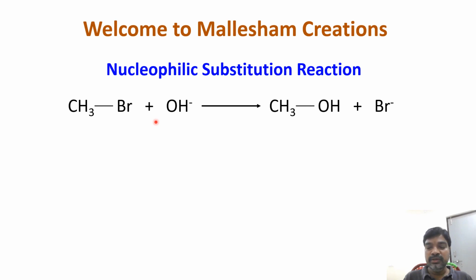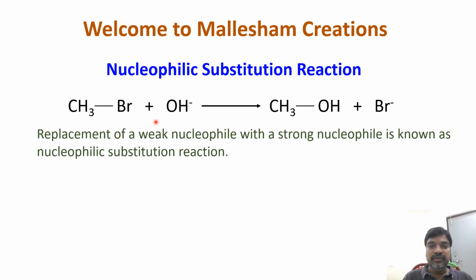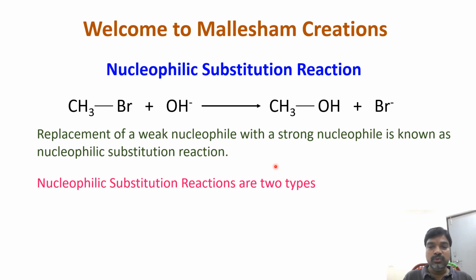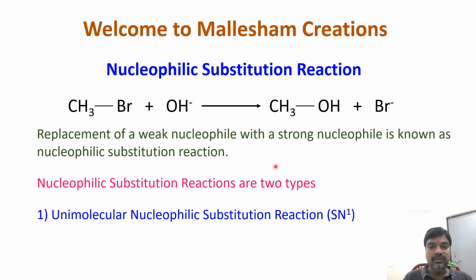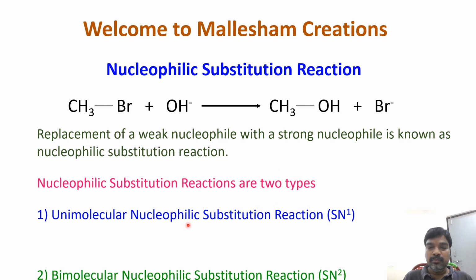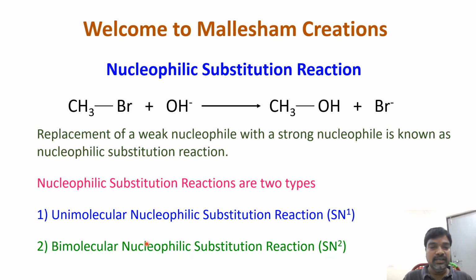So finally, how to define it: the replacement of a weak nucleophile with a strong nucleophile is called nucleophilic substitution reaction. Nucleophilic substitution reactions are two types in chemistry. One is unimolecular nucleophilic substitution reaction and the second one is bimolecular nucleophilic substitution reaction. Unimolecular is also known as SN1 reaction. Bimolecular is also known as SN2 reaction.